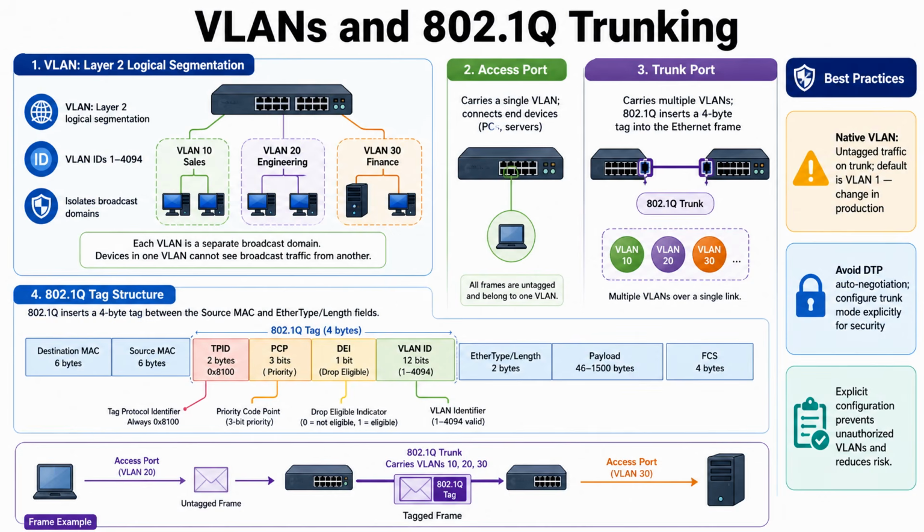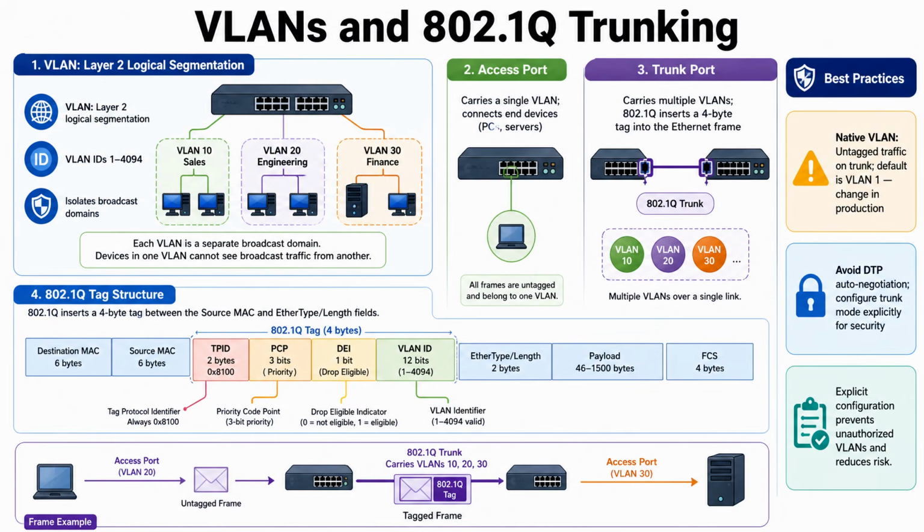Access ports carry traffic for a single VLAN. That's where your end devices plug in. A PC in VLAN 10 connects to an access port. The switch marks incoming frames from that port as belonging to VLAN 10 internally, but the PC itself never sees a VLAN tag. Trunk ports are entirely different.